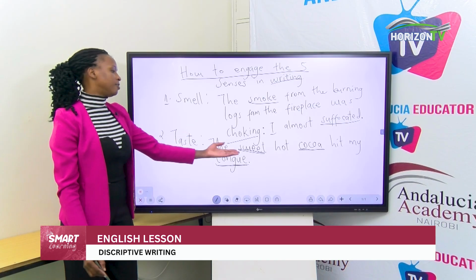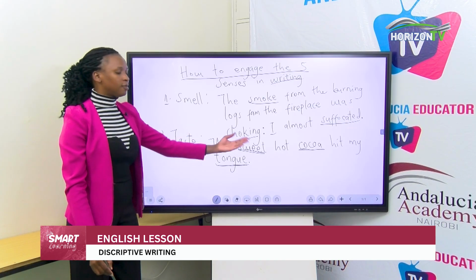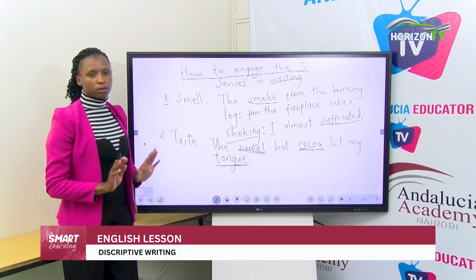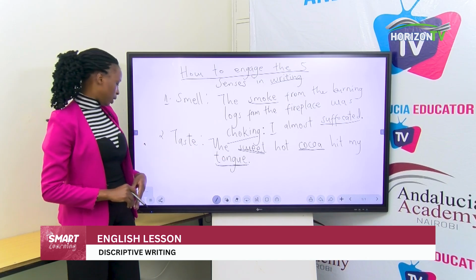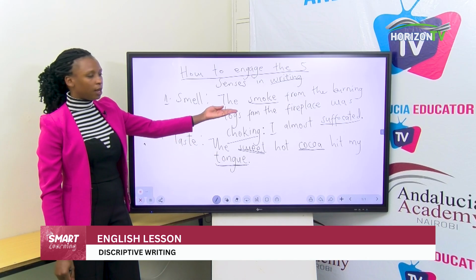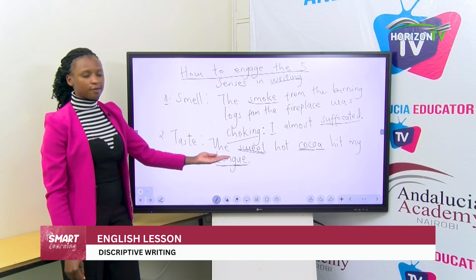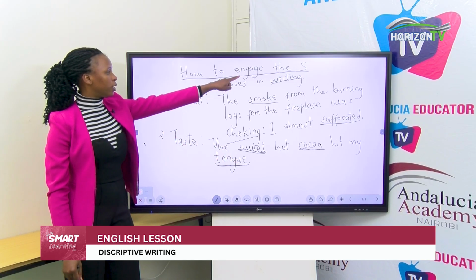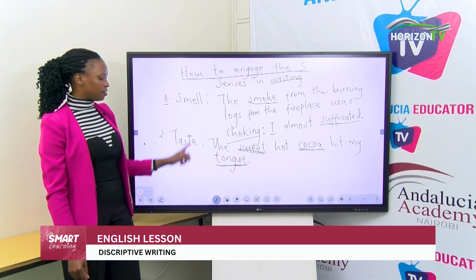Don't say, I tasted sweet cocoa, I tasted something nice. The words alone are enough to help us understand what we are looking at. So yeah, this is how easy it is. Again, the same way we did smell is the same way we are doing taste, and that alone is enough to engage the first 2 senses that we have looked at.